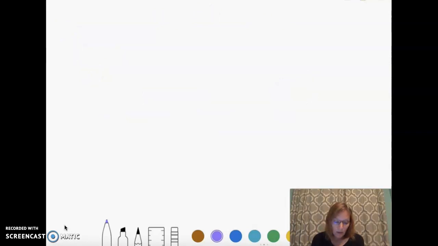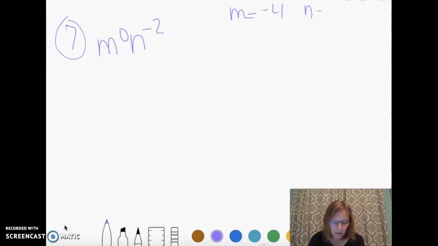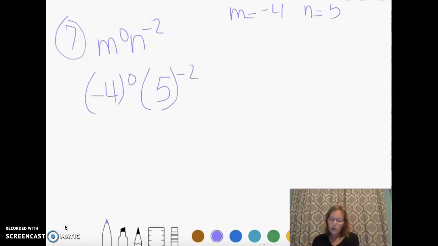Let's do one more of these. Let's do number 7. It looks interesting. M to the 0 power, N to the negative 2 power. And I erased my M and N. M is negative 4, N is 5. Okay, so I'm just going to plug these in. And for M, I have negative 4 to the 0 power times 5 to the negative 2. Okay, so remember our 0 exponent rules. Anything to the 0 power always equals 1. Now I'm going to get the inverse of this next part. So technically I have 1 times.